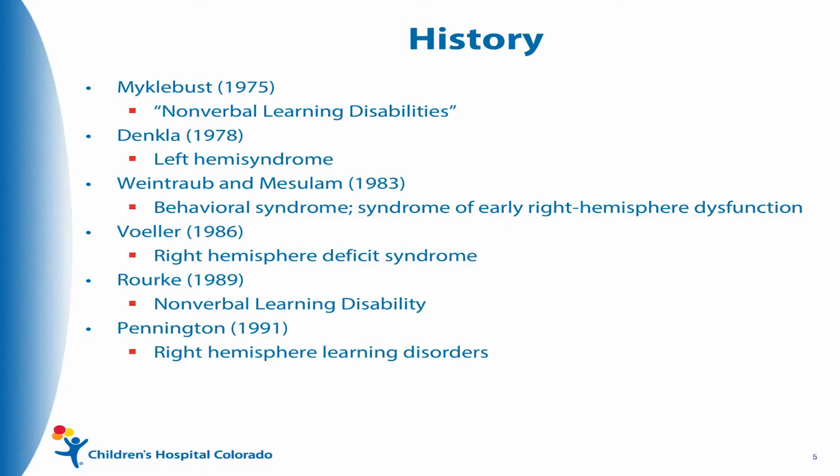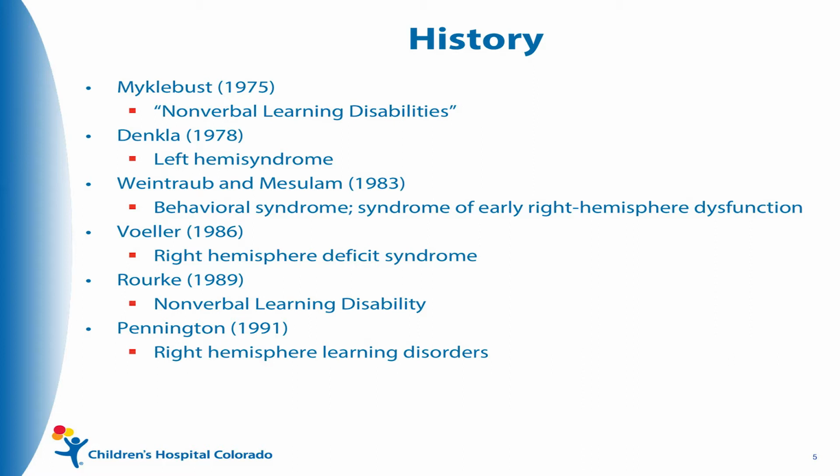We did see some further research by Denckla talking about poor spatial orientation, poor math understanding, social emotional deficits, and left-sided motor signs within the context of these higher level language skills. We saw in 1983 this idea of a behavioral syndrome, talking really about identifying some specific weaknesses within the right hemisphere.